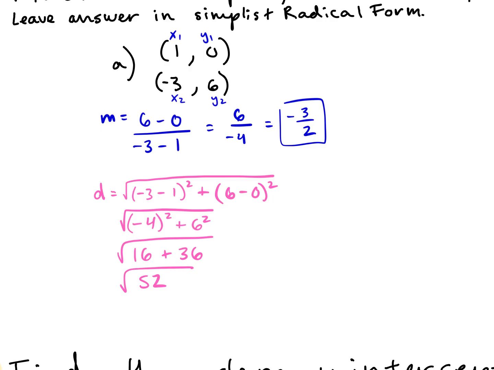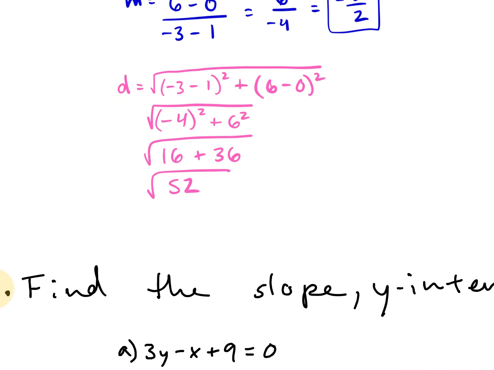Let's see if we can simplify our radical. What are 2 factors of 52? 13 and 4, that works. Or if you said 2 and 26, that would work too. We can break down the 4 some more. What are 2 factors of 4? 2 and 2. So what would come outside of the radical? 2. What stays on the inside? 13. So 2 square root 13 would be our distance. Make sure you simplify your radical if it can be simplified.